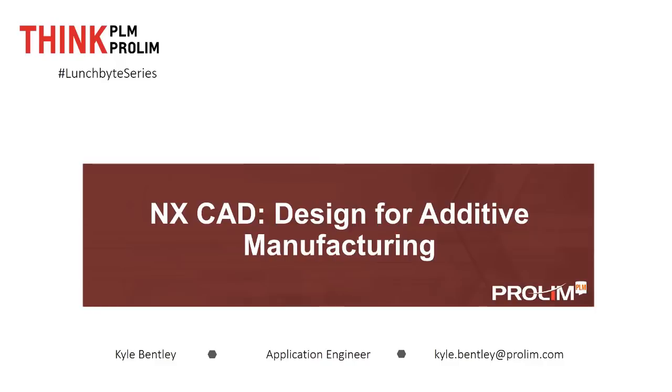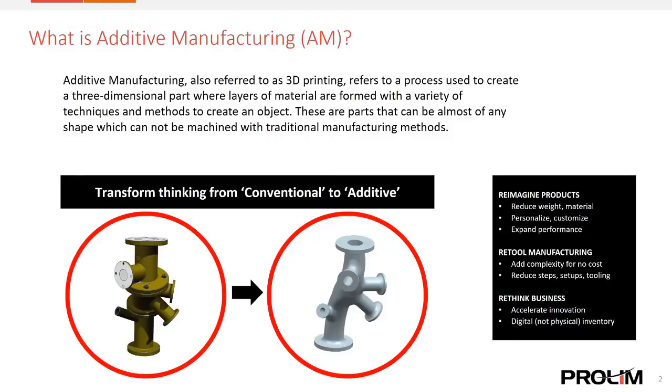So first and foremost, we need to look at what additive manufacturing is. Additive manufacturing is referred to as 3D printing in the industry. This refers to a process used to create a three-dimensional part where layers of material are fused, formed, with a variety of techniques and methods to create an object. These parts can be of almost any shape, which cannot be machined with our traditional methods, such as with our CNC machines.